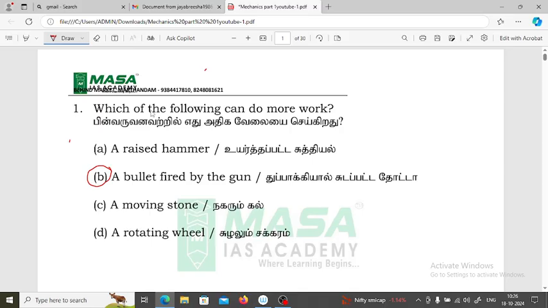A bullet fired by the gun. This is the more work. துப்பாக்கியால் சுடப்பட்ட தோட்டா என்பது அதிக வேலையை செய்கிறது. Next question.